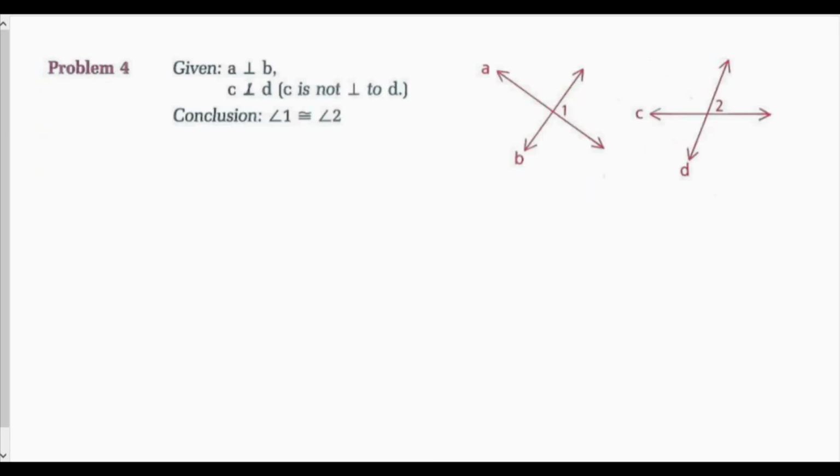Problem 4, I'm given A is perpendicular to B and C is not perpendicular to D. Can I conclude that angle 1 is congruent to angle 2? Well, I know if A is perpendicular to B, that angle 1 would be a right angle. If C is not perpendicular to D, then I know that angle 2 is not 90 degrees. Therefore, angle 1 is not congruent to angle 2.